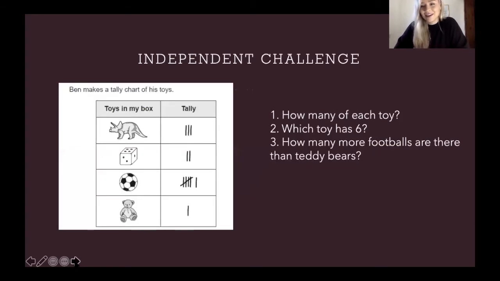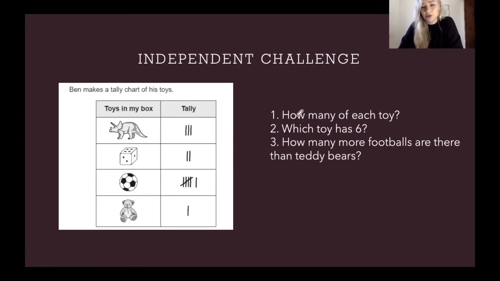You're going to have a quick go at these questions. So there's a tally chart on the side. It says Ben makes a tally chart of his toys. So he's looked through his toy box and he's made a tally chart to see how many toys he has. So the pictures obviously show the toys, and then on this side we've got the tally. Now he's done a line to show how many there are. So for each toy he's done 1 line. Remember that the group of 5 has 4 lines, and then the 5th line goes across, so we can see really quickly that that's 5.